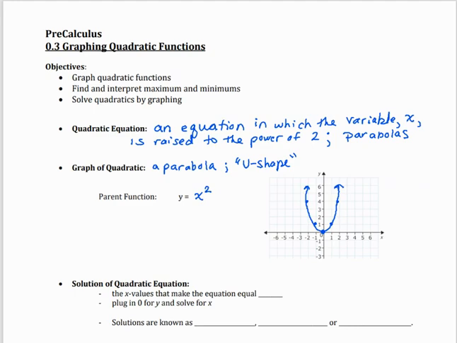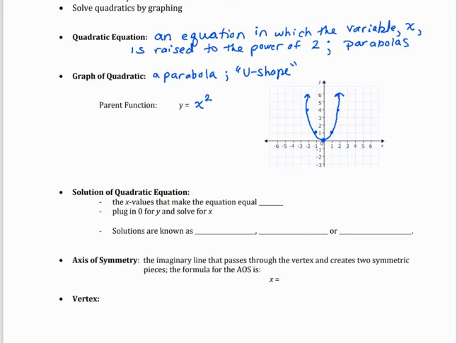And so there's our parent function. Again, the bottom of the parabola is at 0, 0, the origin. And then we have points that go up 1 over 1 in both directions and up 4 over 2 in both directions. Okay?